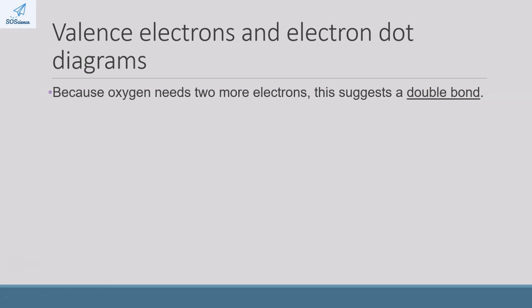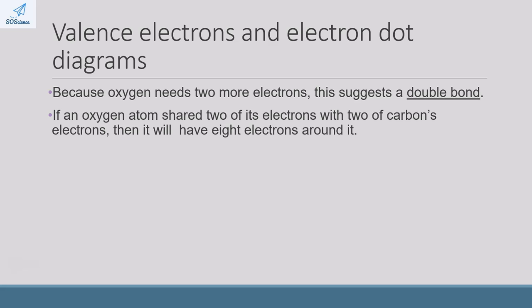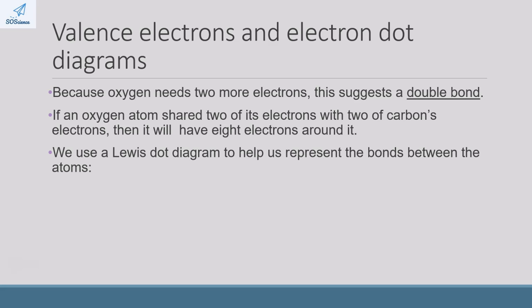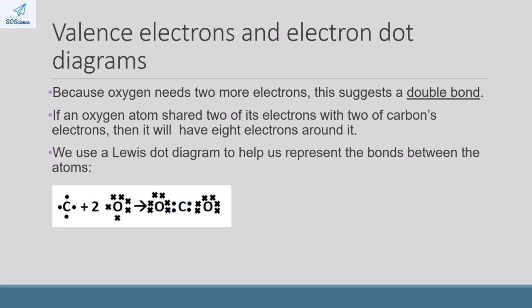Now, because oxygen needs 2 more electrons, and we know that oxygen goes on the ends, that immediately suggests to us that a double bond is involved. If an oxygen atom shares 2 of its electrons with 2 of carbon's electrons, then it will have 8 electrons around it. We're going to draw a Lewis dot diagram to help us represent this.